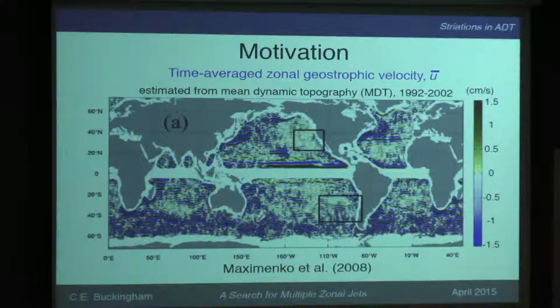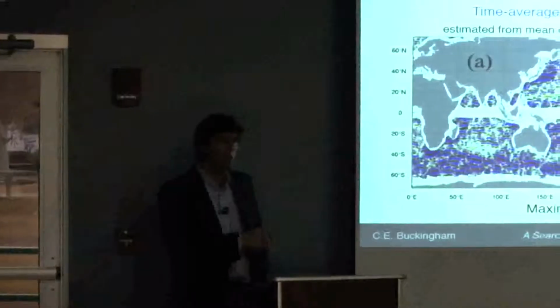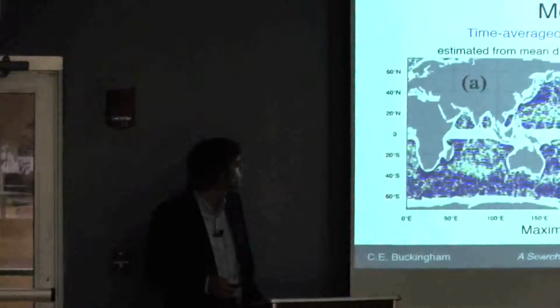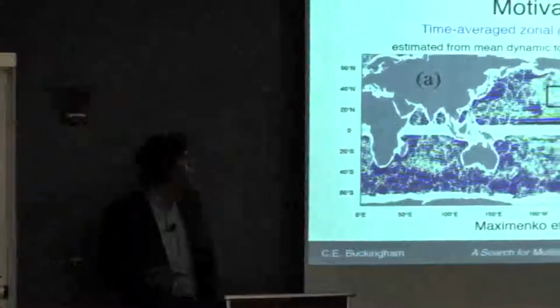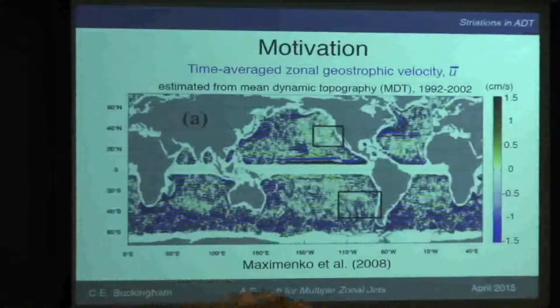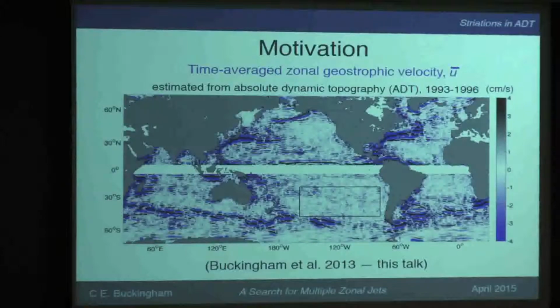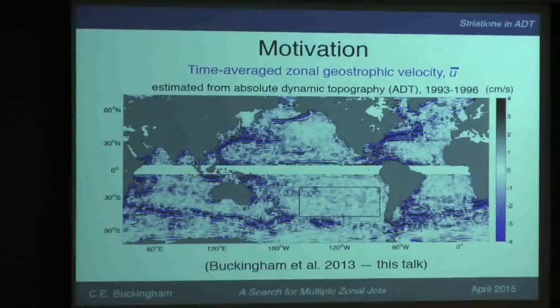And so what I'm going to propose is that the following image, the 10-year average produced by Maximenko and co-authors, is summarized by a 4-year average. We can do a similar thing by taking absolute dynamic topography, which is the sum of sea level anomaly measured by the altimeter plus a mean dynamic topography. And we can capture a similar pattern over a 4-year period. It's just that the amplitudes are a little larger.